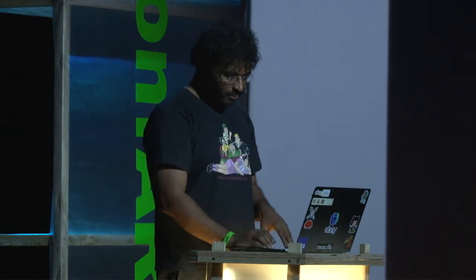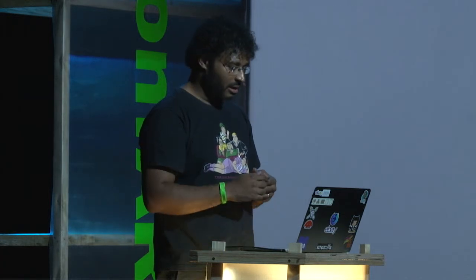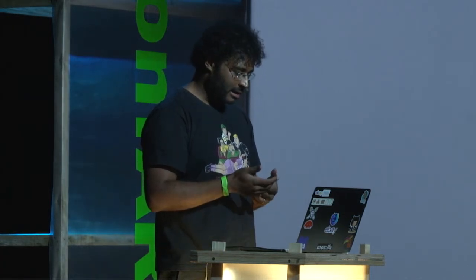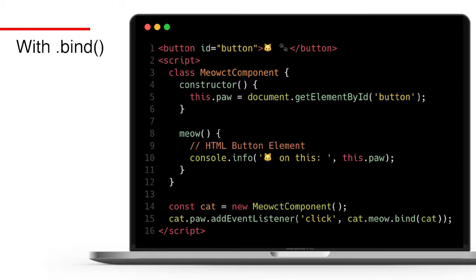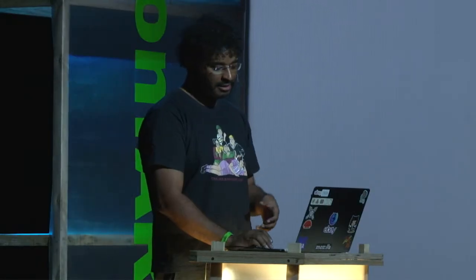So I can rewrite this last line, using the method bind to bind the instance cat to that method. It solves the problem. Or I can use an arrow function that will get the surrounding context, the lexical context, and it will not create a new context inside the function.